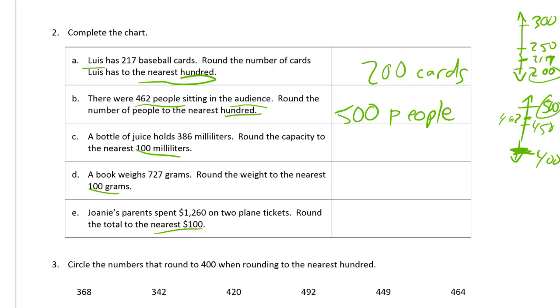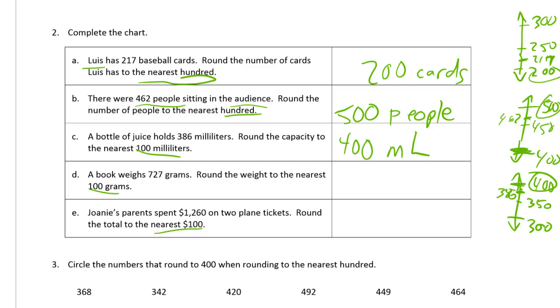A bottle of juice holds 386 milliliters. Round the capacity to the nearest 100. So for 386, that's going to be in between the nearest 100. So we're writing hundreds for our upper and lower numbers. That's 300 and 400. Right in the middle will be 350. And 386, 86 is more than 50, so it's going to be more than 350. So it's going to be right about here, 386, closer to the 400. So 400 mL, lowercase m, capital L.